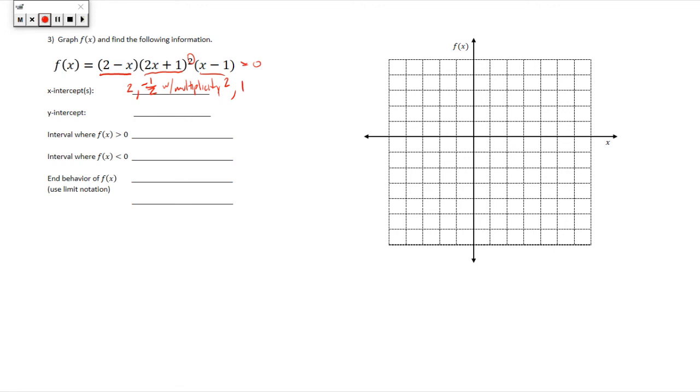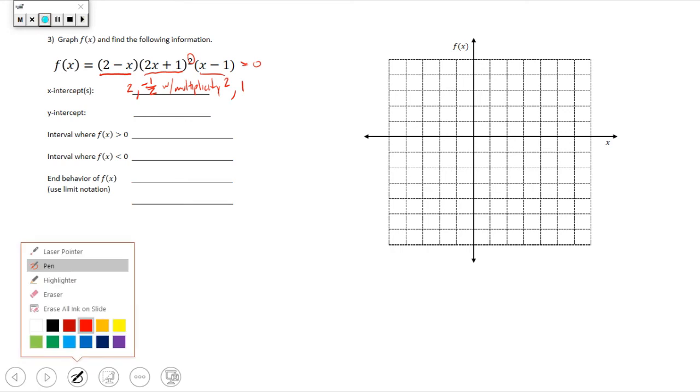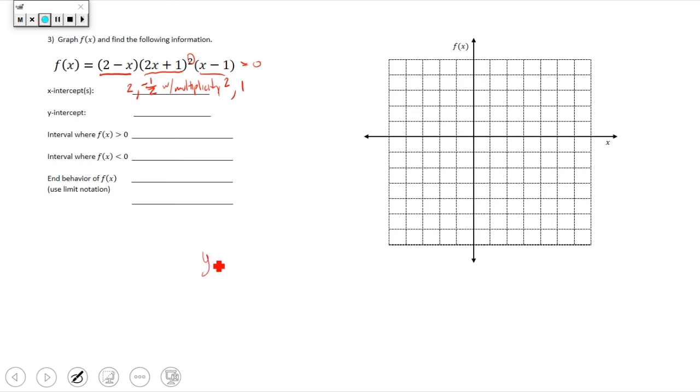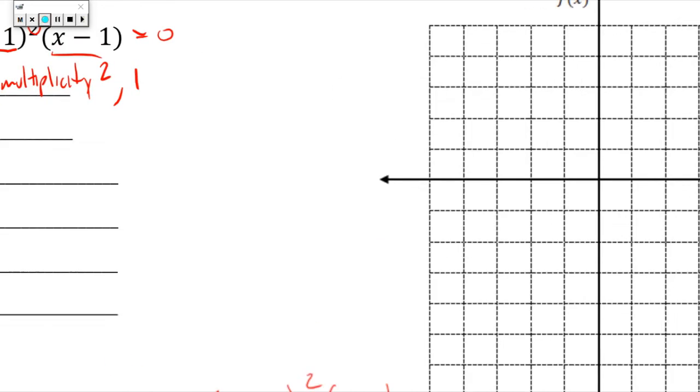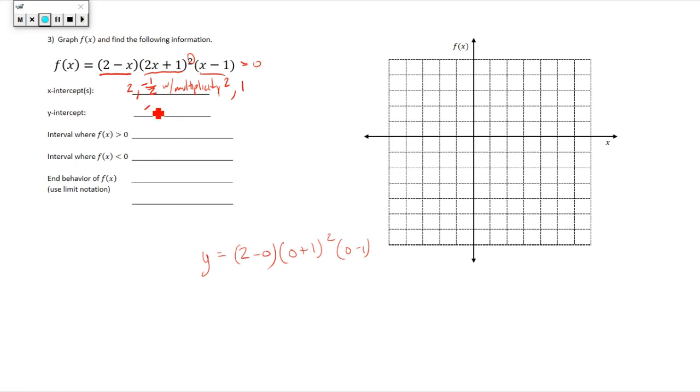So what we can do with that, well, we could transfer that information to the graph, and we will in a second. But we also can find the y-intercept. That's just going to be y is equal to 2 minus 0 times 0 plus 1 quantity squared times 0 minus 1. So this would be 2 times 1 times negative 1. So it's going to be negative 2. So the y-intercept here then is at negative 2.